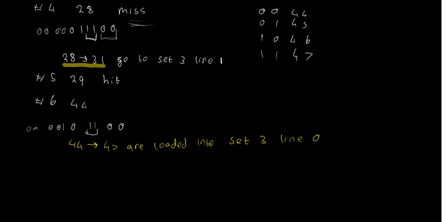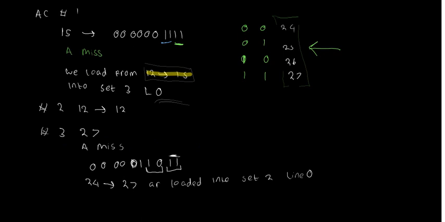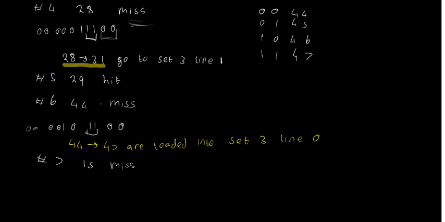We're going to have access number 7. Access number 7 is going to be for 15. This is going to be a miss. Oh, this one was a miss as well. This one is also going to be a miss. Why is this going to be a miss? Remember, we just replaced the contents of set 3 line 0, which were 12 to 15, right? We just replaced those contents with the block of 44 to 47. So this is going to be a miss.